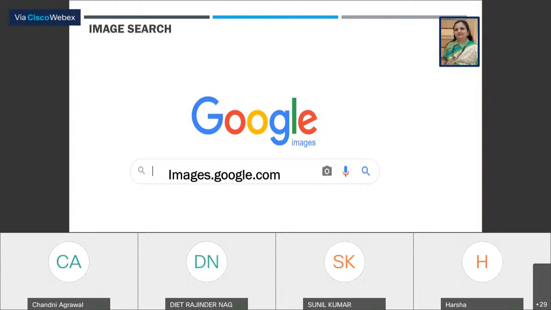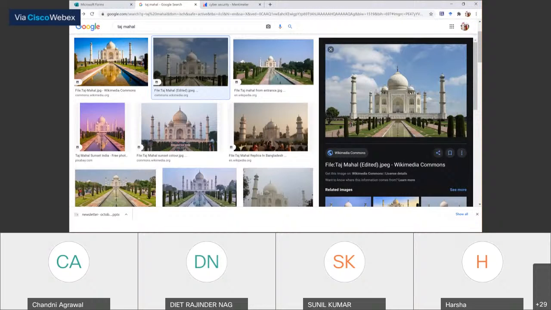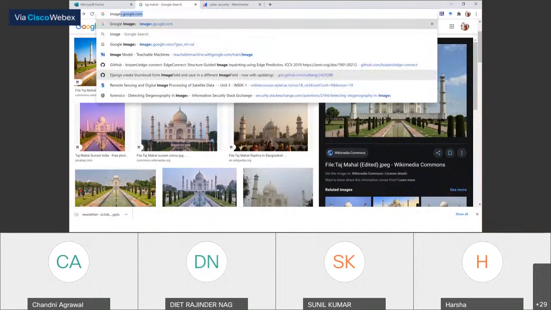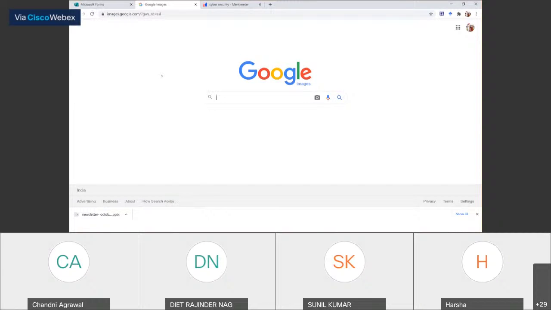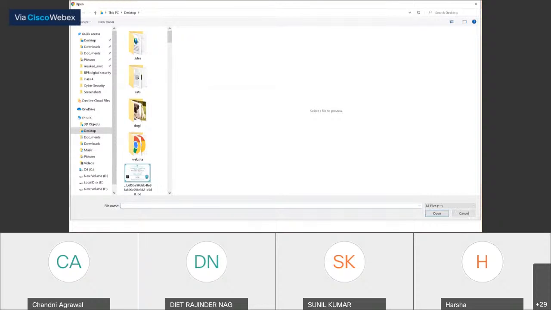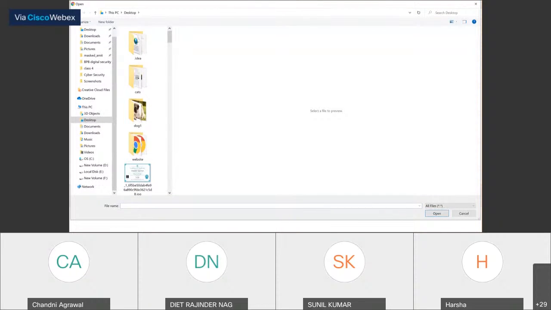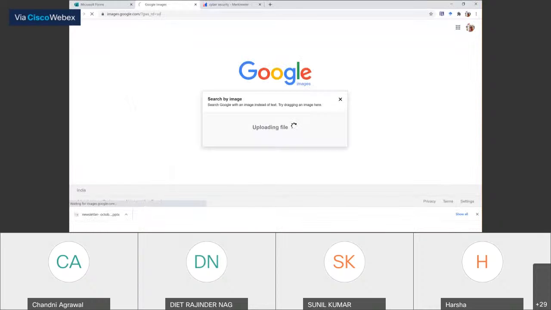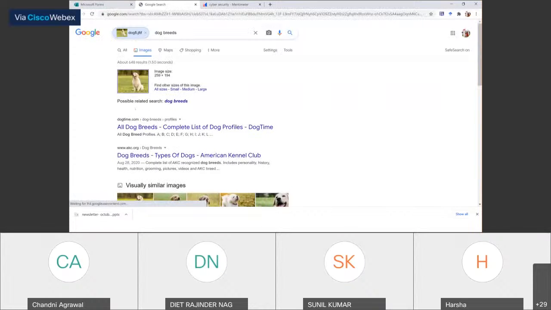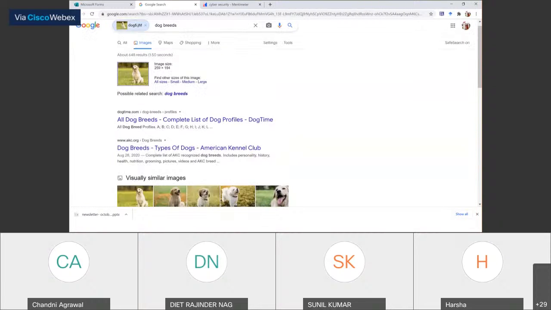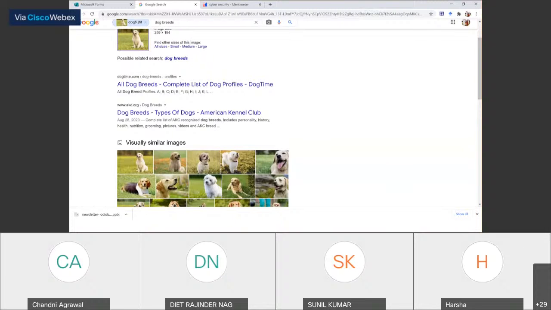Now image search. Most of the time we write text and find images. That is called text-based search. This method is called reverse image search, which is used in cybersecurity to find out where an image is being used. If I upload one image, it will identify the image and give you the result, showing visually similar images. So this image is exactly the image I have downloaded, right?